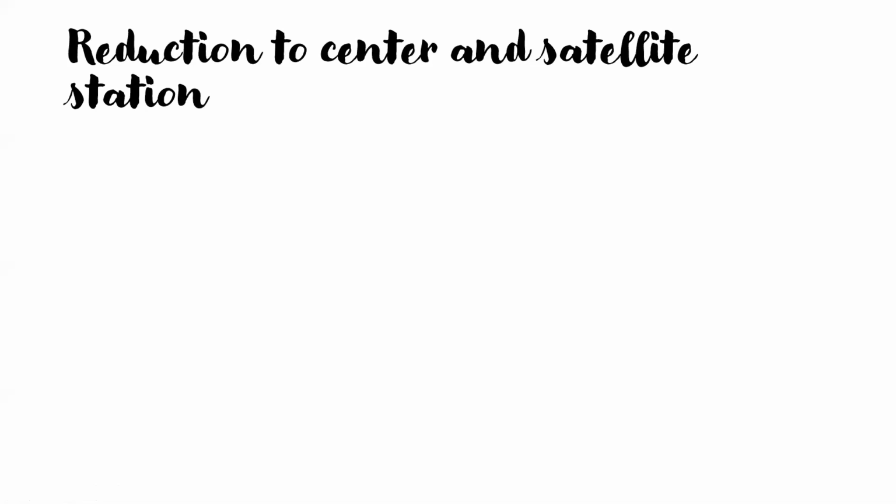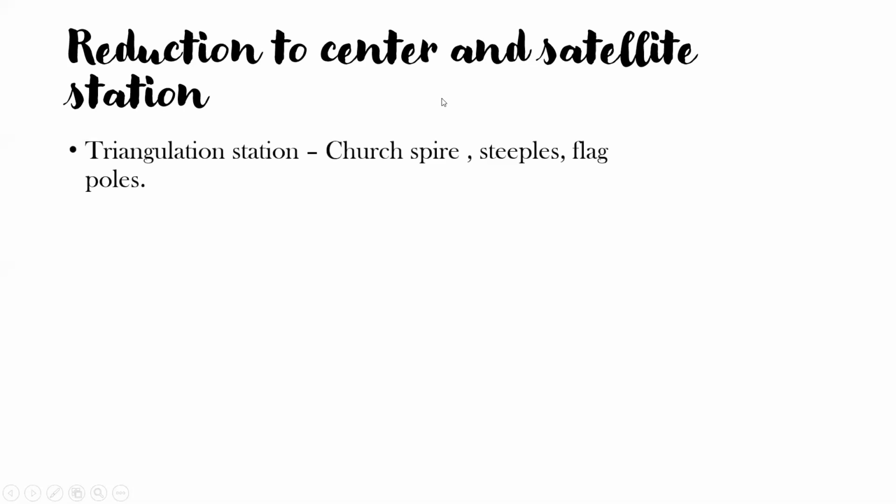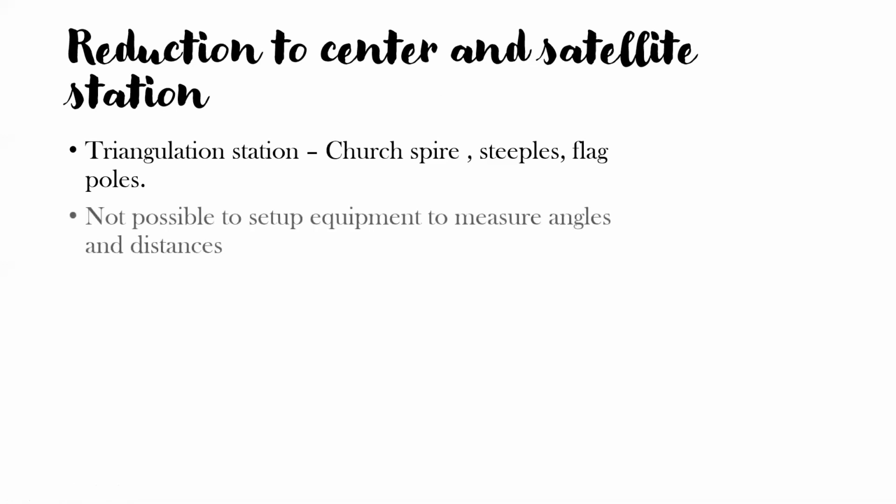Now going ahead, we have the next and last concept called reduction to center and satellite station. Before going to what is reduction to center, let us see what is a satellite station. We generally choose stations at the highest elevation or top position, such as church spires, steeples, flagpoles, etc. Now, if we have chosen these points as triangulation stations, how do I set up the equipment on it and measure the angles? It is not possible to set up the equipment to measure the angles and distance.